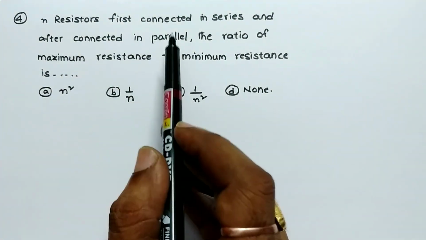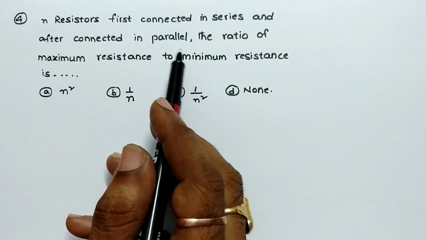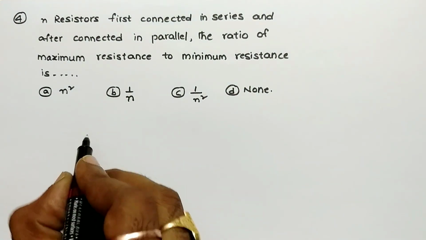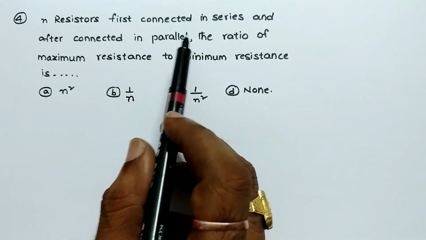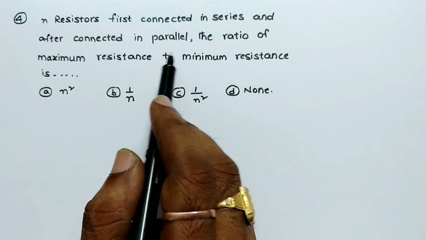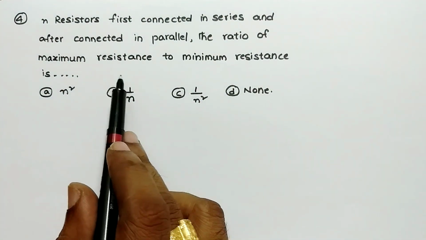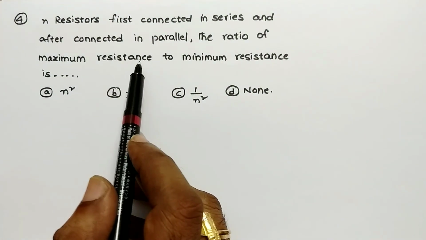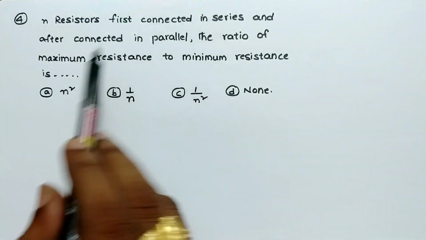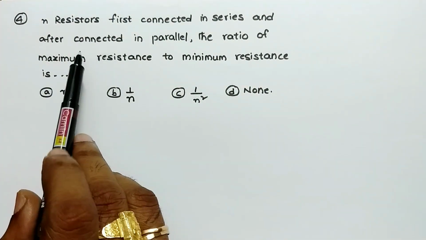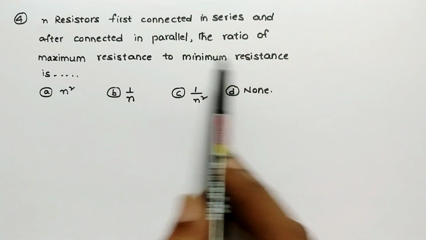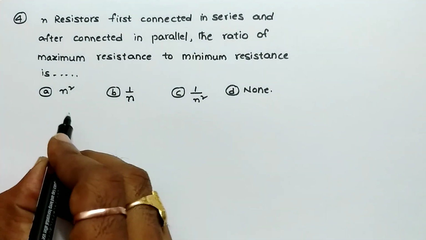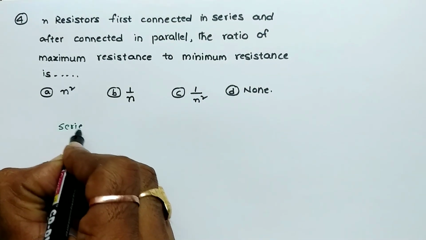N resistors are first connected in series and then connected in parallel. The ratio of maximum resistance to minimum resistance is? We know that when resistors are connected in series it has the maximum resistance, and when resistors are connected in parallel it has the minimum resistance. So let's find the effective resistance in series connection and parallel connection. First find out the series.